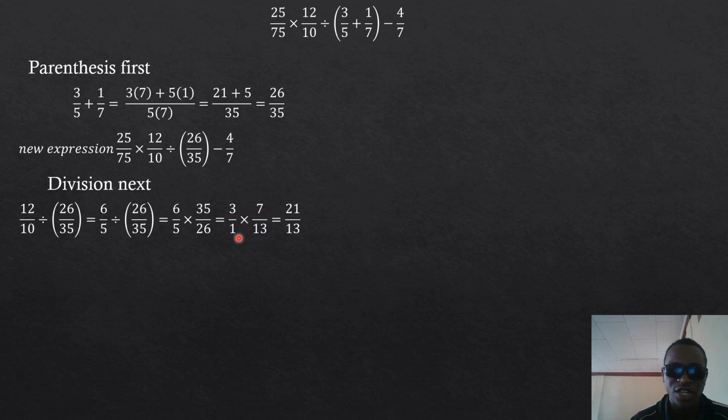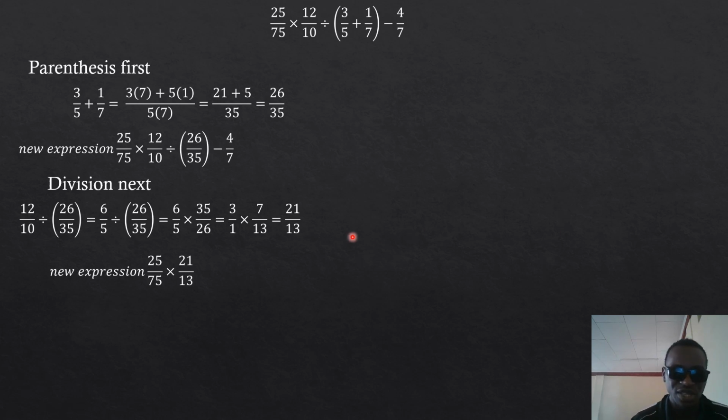When you are multiplying two fractions, you just have to draw your bar. You multiply the numerators together. Only for multiplication, you multiply the numerators together. That will give me 3 times 7, 21. Then for the denominators, you multiply them also together to get the denominator of the resulting fraction. 1 times 13 is 13. I hope you understand. Good. So this is the answer for this part: 12 over 10 divided by 26 over 35.